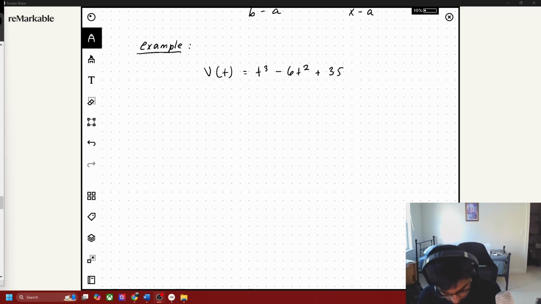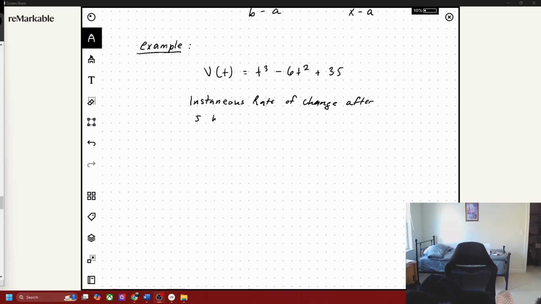And the question is, estimate the instantaneous rate of change of the volume after 5 hours. I cannot spell today. So that's your important number there.